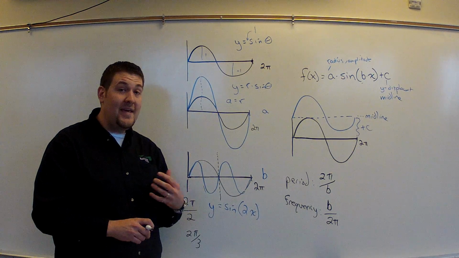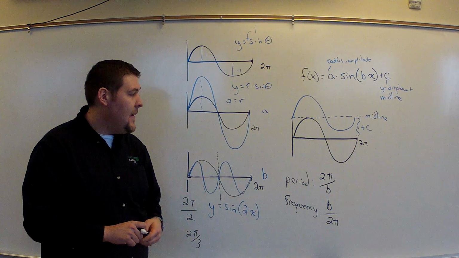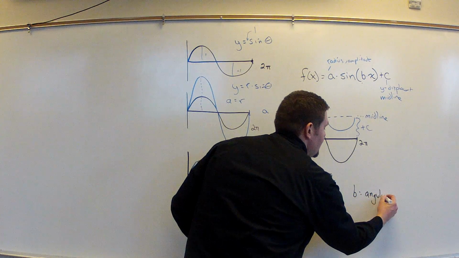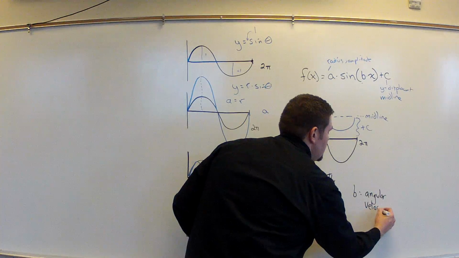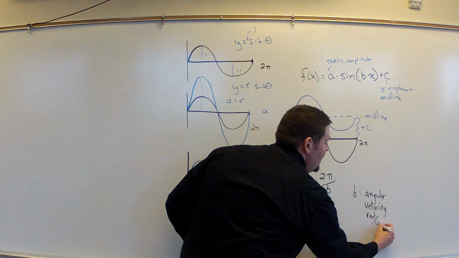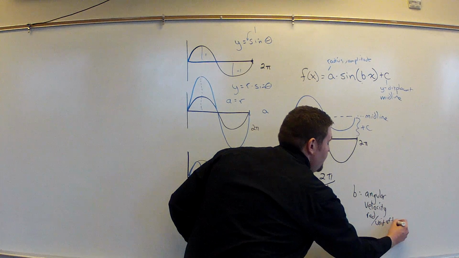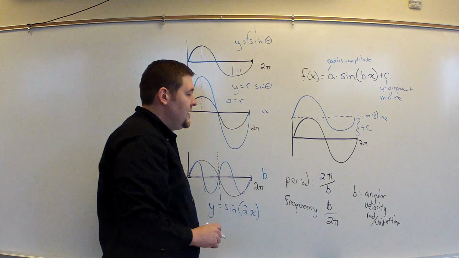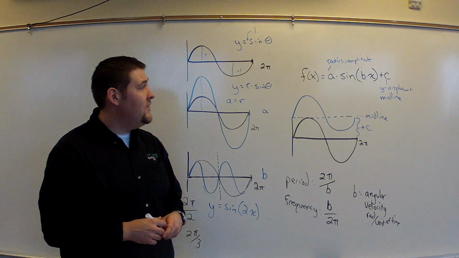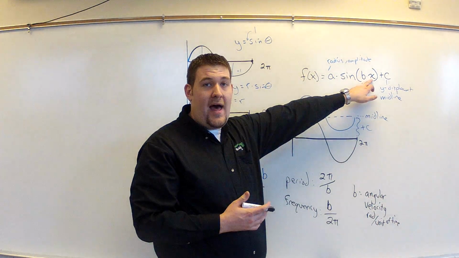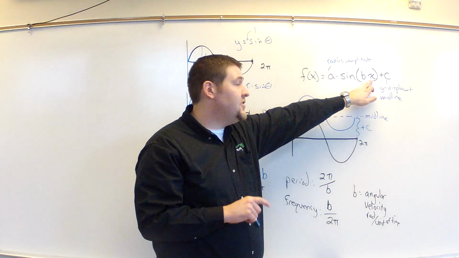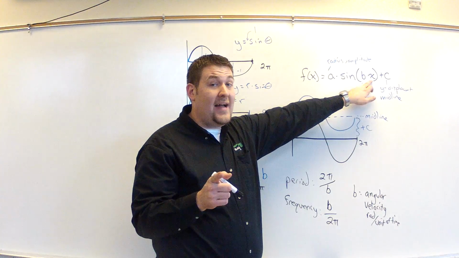One more thing, b has a given name. B is often referred to as the angular velocity. And that angular velocity is measured in radians per unit of time. Now there's a thought for you, radians per unit of time. Previously, this was an angle measure, x, but now we can reference it as a unit of time. Tune into the next video and we'll talk more about how x turns into time.